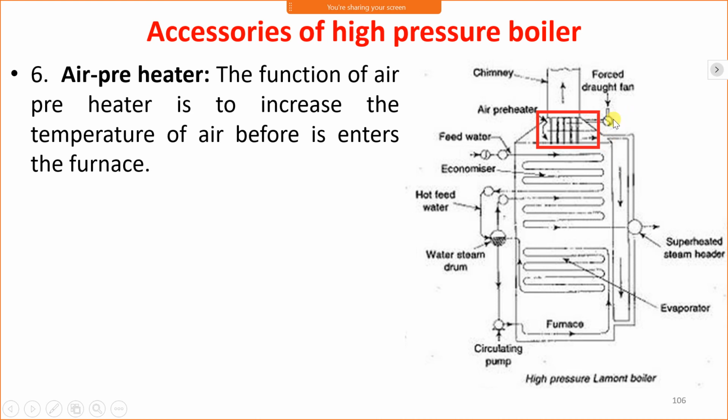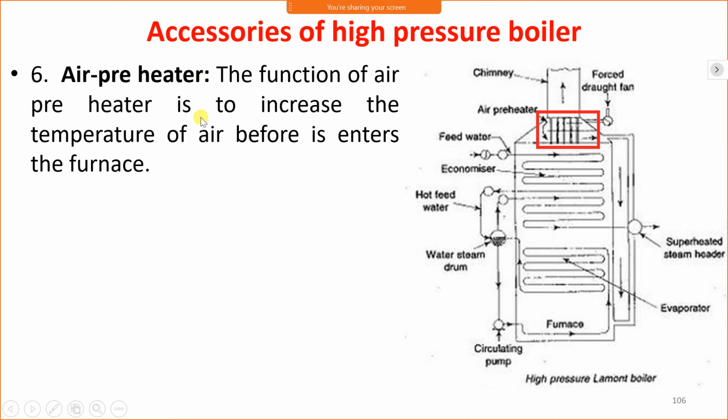Now, that atmospheric air passes through the air preheater. In the air preheater, atmospheric air gets heated, and that hot air is supplied to the furnace. This atmospheric air is heated in the air preheater with the help of flue gases. In the furnace, the flue gases formed first heat the water in the evaporator, then the steam in the superheater, then the water in the economizer, then the air in the air preheater.